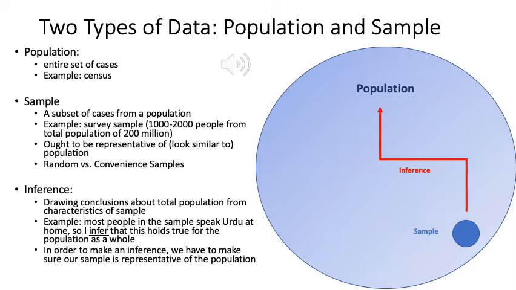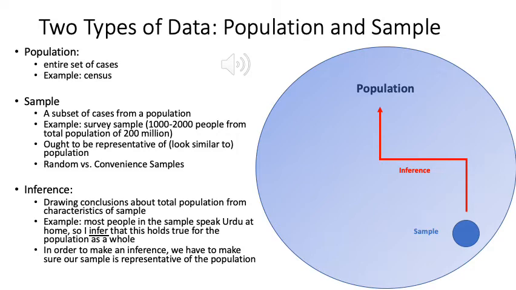And as we'll find out, it's usually enough to take a sample of 1,000, even if you have a population of 200 million. The sample ought to be representative, look similar to the overall population. This can be ensured if we have a random sample, not if we have a convenience sample. And why do we take the sample? Because we want to make an inference from the sample to the total population. We want to draw conclusions about the total population from the sample.